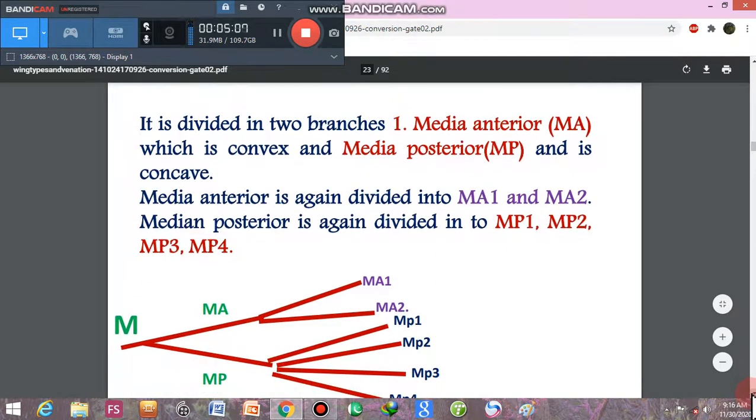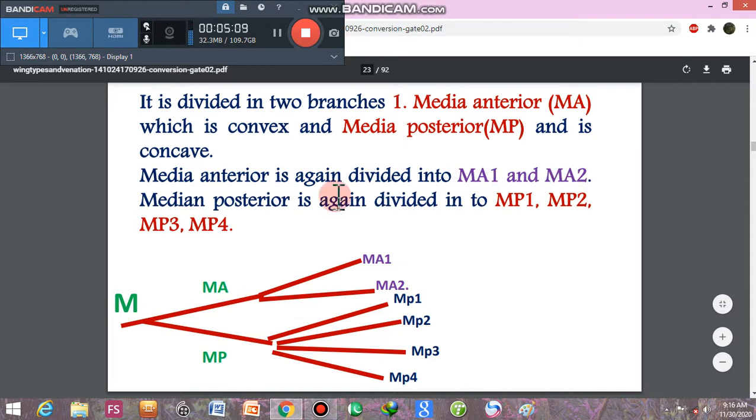Media anterior is again divided into MA1 and MA2. Media posterior is again divided into MP1, MP2, MP3, and MP4. This is a media vein, abbreviated with a capital M. It is divided into two branches. First one is the media anterior, second one is the media posterior. Now the media anterior is divided into MA1 and MA2, and media posterior is divided into MP1, MP2, MP3, and MP4.